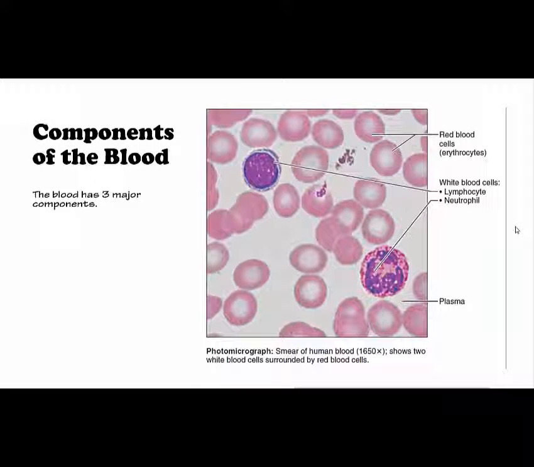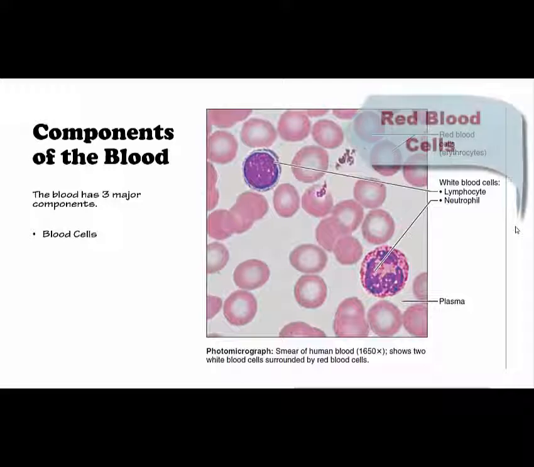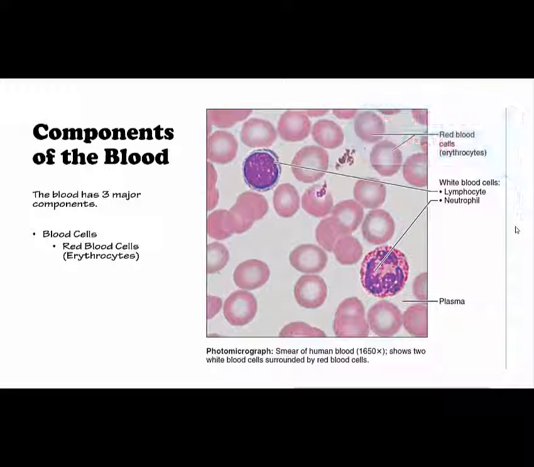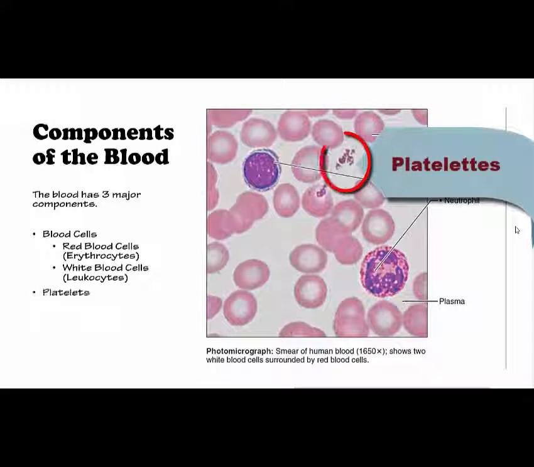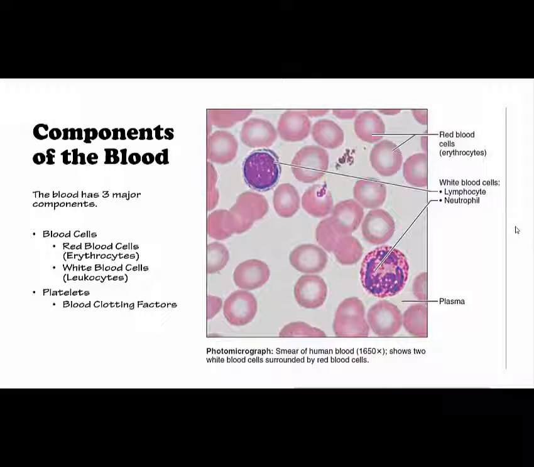The blood has three major components: the blood cells, which include the red blood cells, or erythrocytes, the white blood cells, or leukocytes, platelets, which are the blood clotting factors, and blood plasma. This is the liquid background substance of your blood and makes up 60% of your blood.